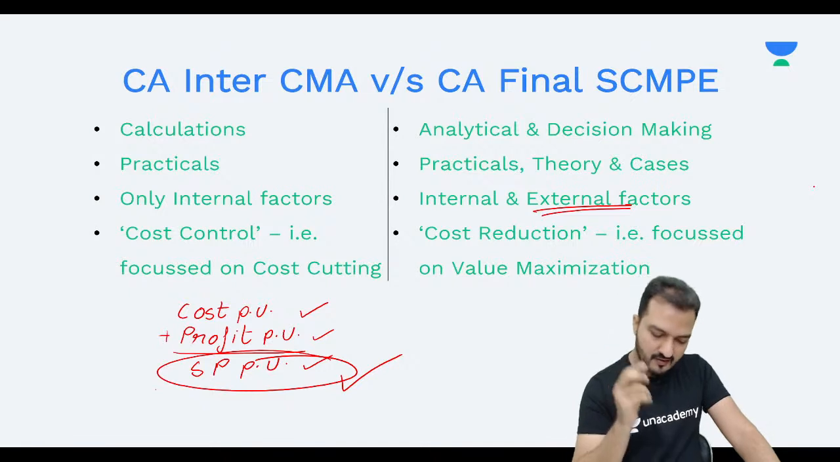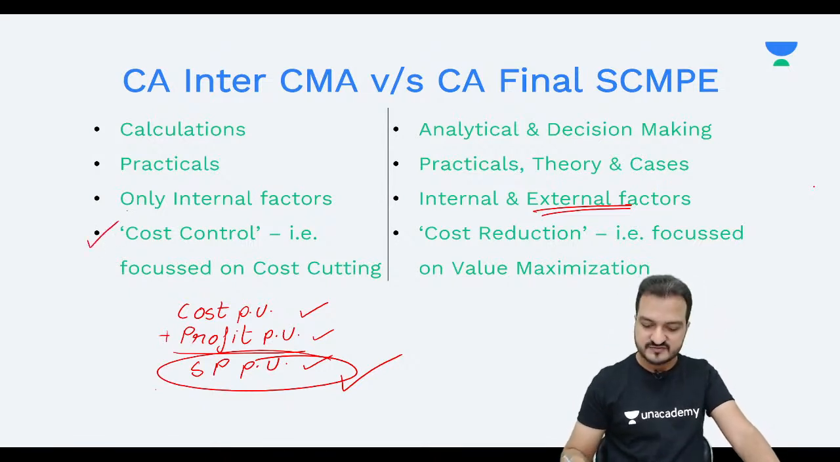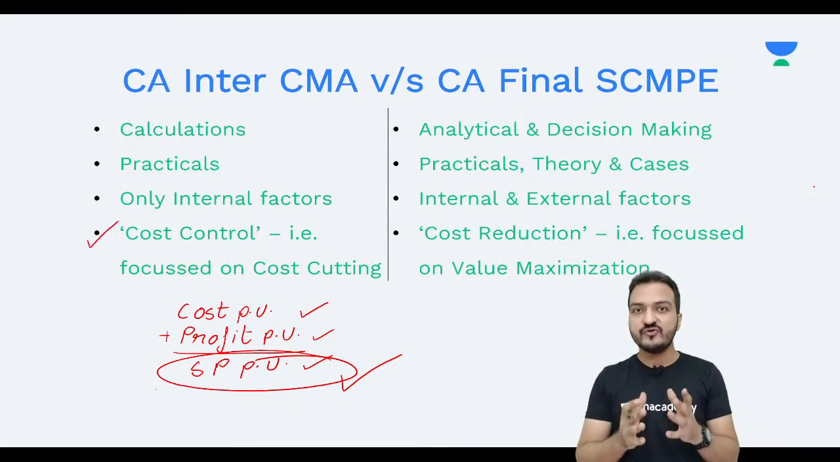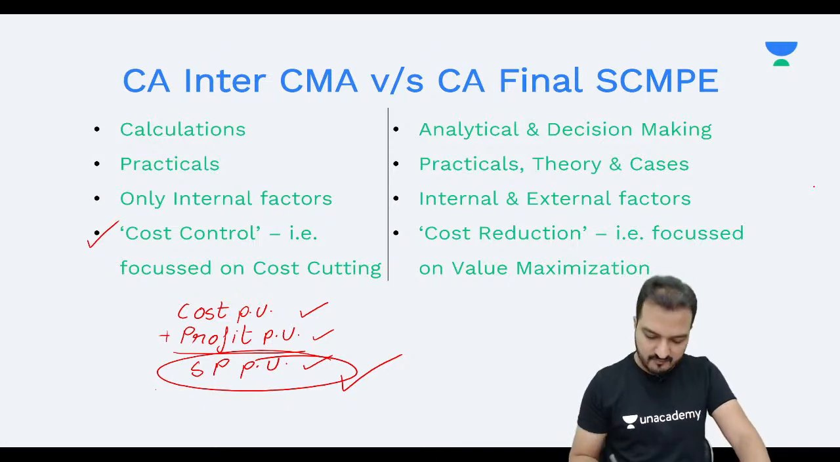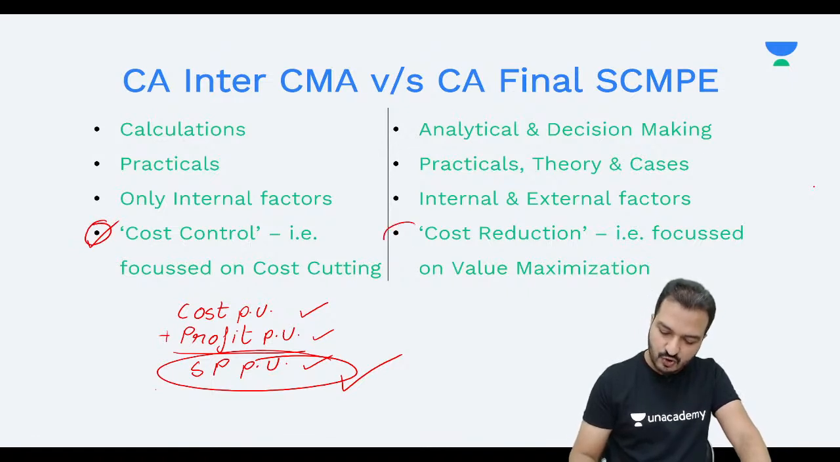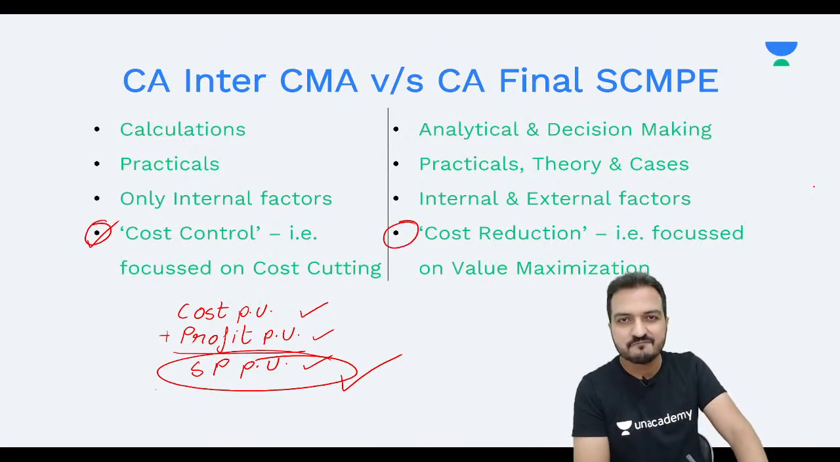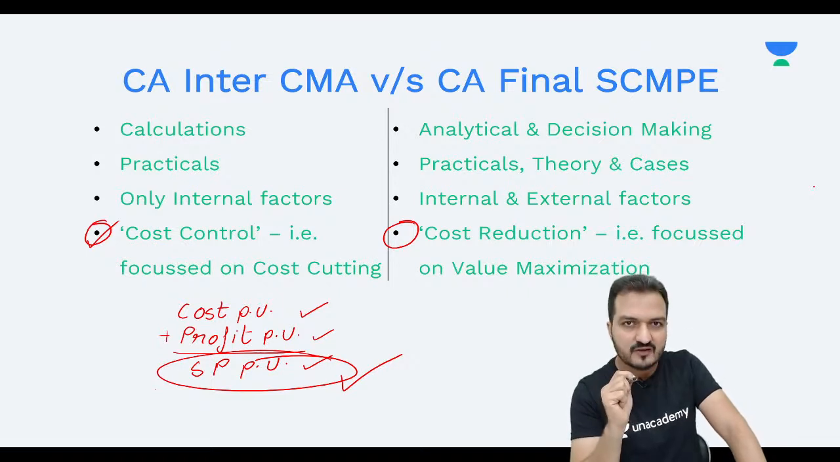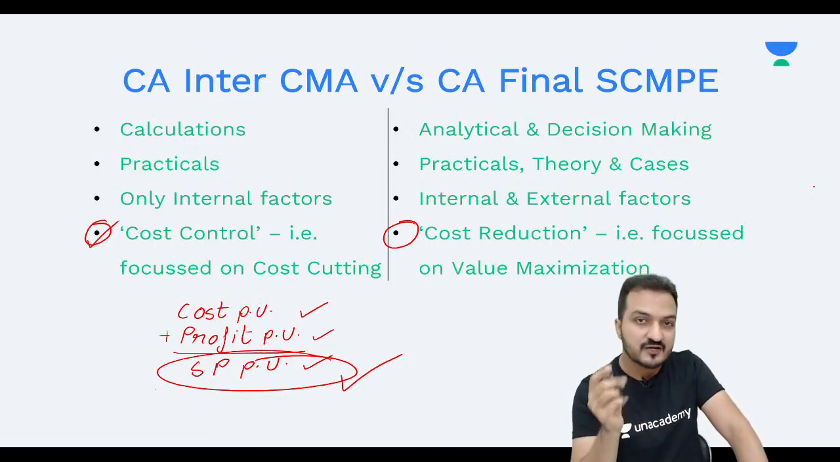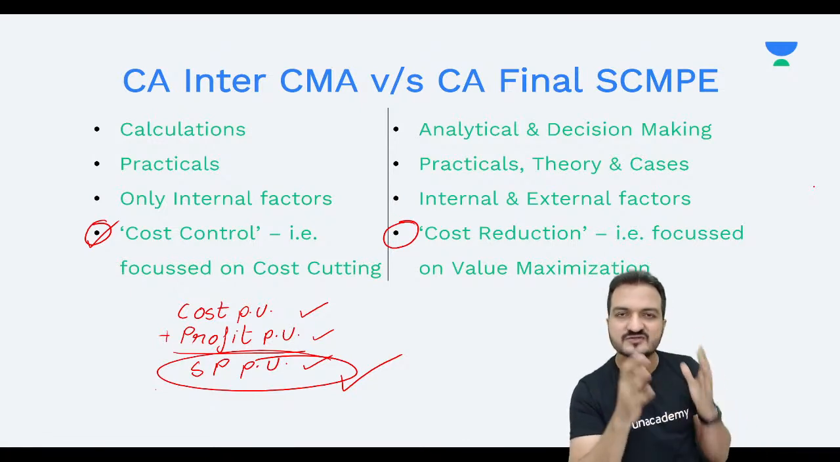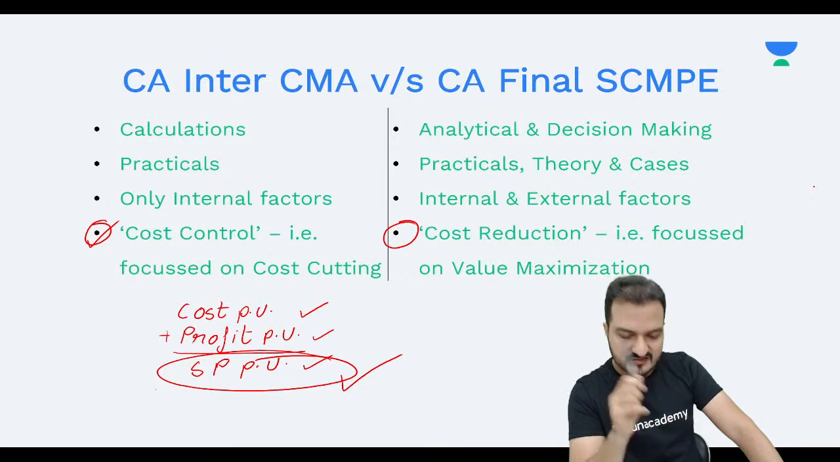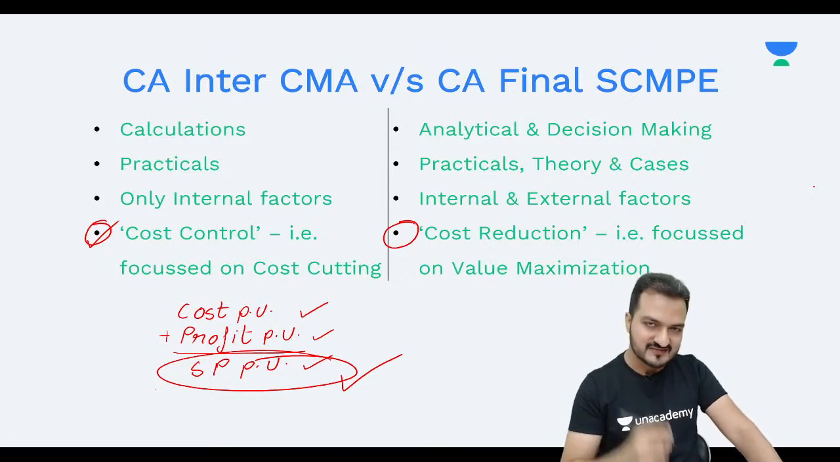Yes. And the last major point of difference is a basic theory that you already had in your CA inter level. Tell me if you remember cost control versus cost reduction. Can some of you tell me what was the basic difference in cost control, cost reduction? Let me know in the comments how they were different. What were the main points of difference? Just wait a few seconds. Let's see if you know. Otherwise, I will tell you.